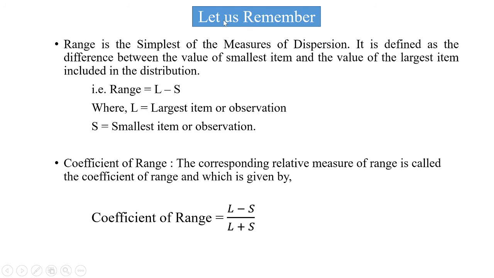So student, let us remember: range is the simplest measure of dispersion. It is defined as the difference between the value of the smallest item and the value of the largest item included in the distribution. That is, range is equal to L minus S, where L is the largest observation and S is the smallest observation. Also remember coefficient of range. The corresponding relative measure of range is called coefficient of range, and it is given by L minus S divided by L plus S.